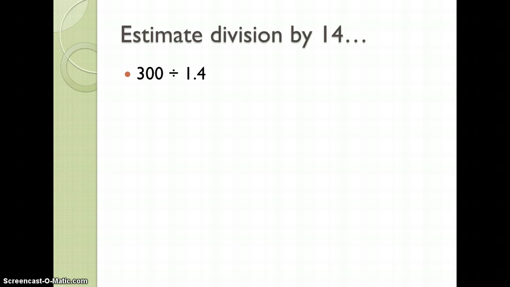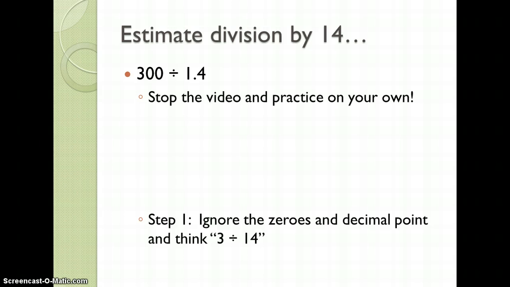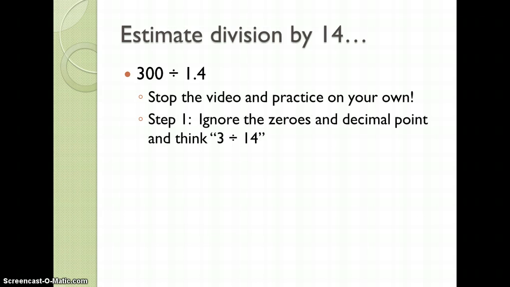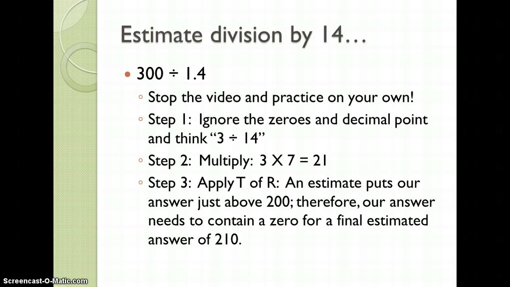300 divided by 1.4. Stop the video and practice on your own. Ignore the zeros and decimal point and think 3 divided by 14. Multiply the 3 by 7 to give us 21. An estimate puts our answer at just above 200. Therefore, our answer needs to contain a 0 for a final estimated answer of 210. The true answer is about 214.3.